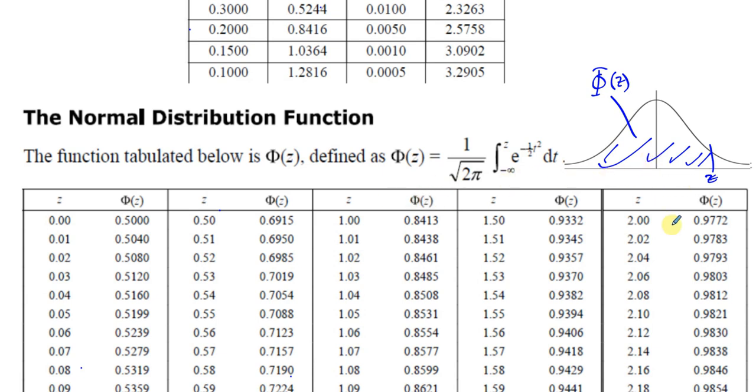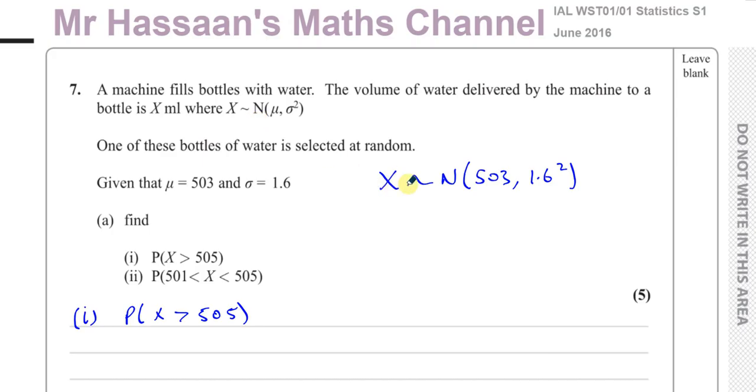So what we have to do is take the values that we're given and standardize them such that the mean is 0 and the standard deviation is 1, to find out how many standard deviations above or below the mean our value is. So I'm going to take this value 505 and standardize it. How do we standardize it? We use the formula Z equals X minus the mean over the standard deviation, where X is the score you're standardizing, mu is the mean, and sigma is the standard deviation.